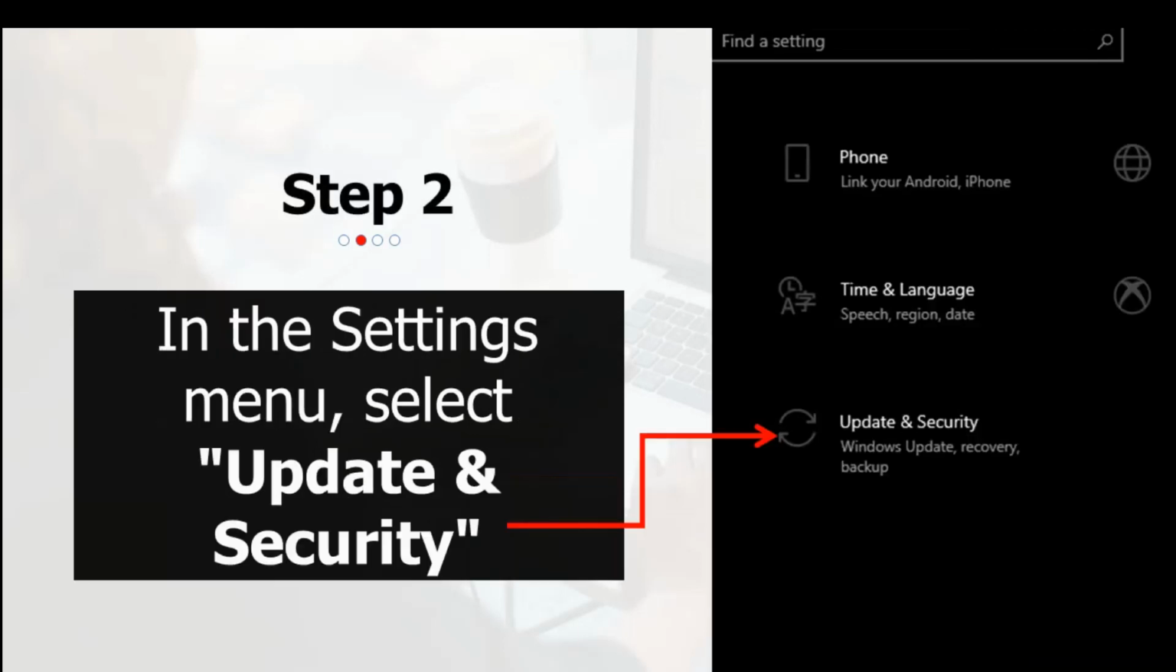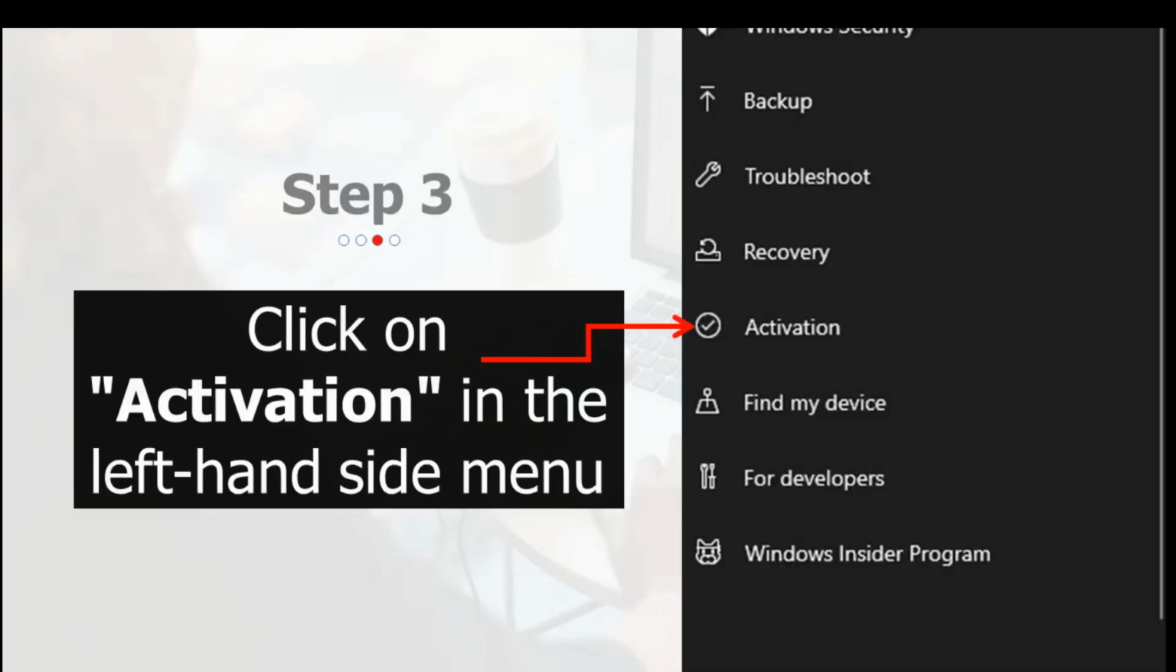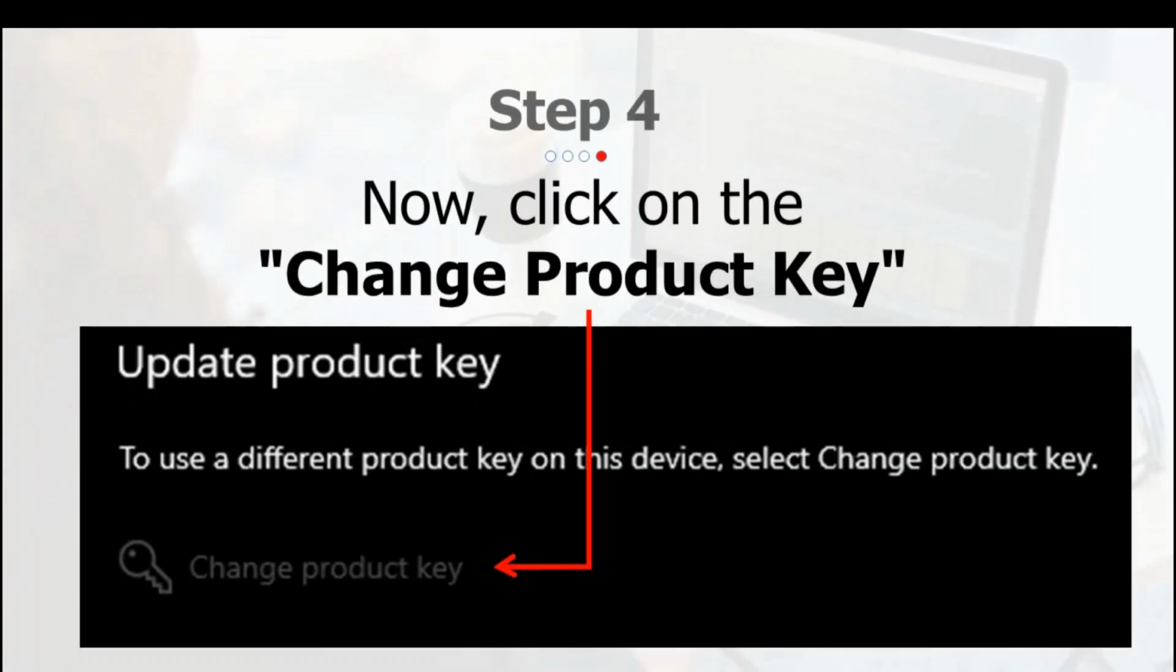Step 2. In the Settings menu, select Update and Security. Step 3. Click on Activation in the left-hand side menu. Step 4. Now, click on Change Product Key.